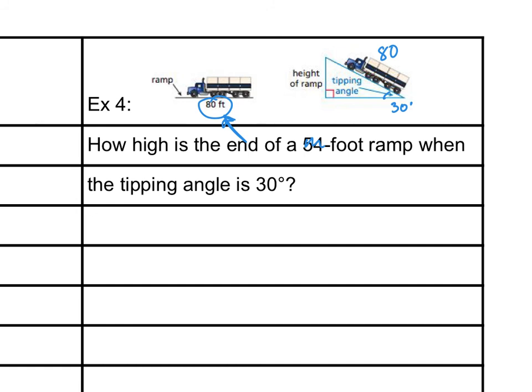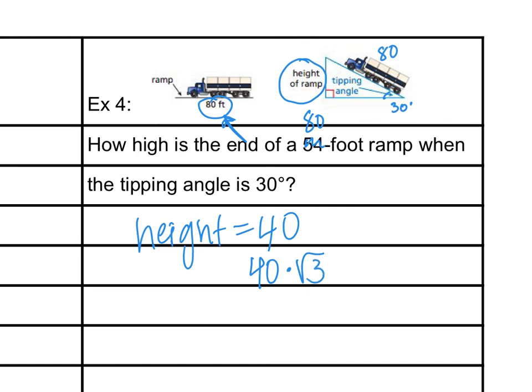So if the tipping angle is 30 degrees, that means the height is the shortest leg, and we know the shortest leg is half of the hypotenuse. So the hypotenuse in this case, I'm going to change it to 80 because this picture doesn't go with the word problem, which means the height of the ramp would have to be 40. And then the base of the other angle would be 40 times the square root of 3. Let's just see if that's 54. No, it's not. So I don't have any idea where that number 54 came from.